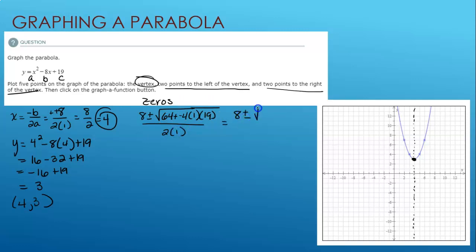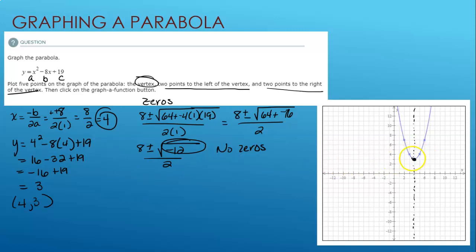This is 8 plus or minus the square root of 64 plus negative 4 times 1 times 19, which becomes negative 76, all over 2. So then I have 8 plus or minus the square root of 64 minus 76, which is negative 12, all over 2. Well, if you remember from the last lesson, the discriminant is negative. There are no zeros. So I'm going to have to find another way.